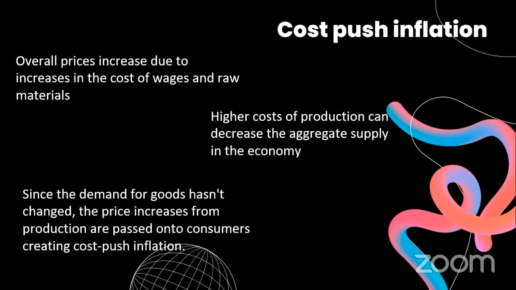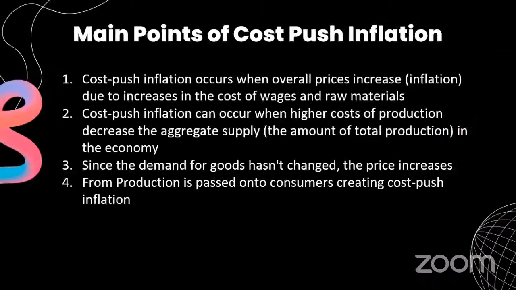The main points of cost push inflation are: 1. Cost push inflation occurs when overall prices increase due to an increase in the cost of wages and raw materials. 2. Cost push inflation can occur when higher cost of production decreases the aggregate supply in the economy. 3. Since the demand for goods hasn't changed, the price increases. 4. Production cost is passed on to consumers, creating cost push inflation.